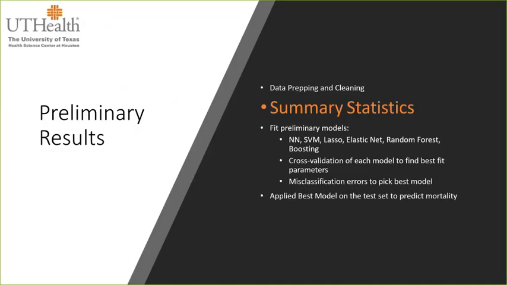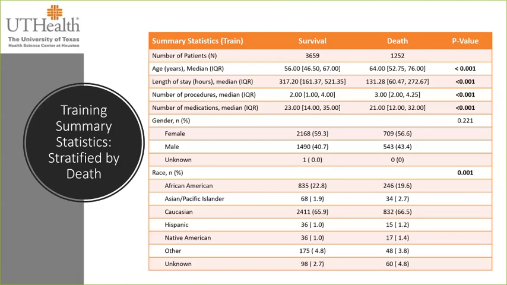Next, we performed summary statistics on the training data set. These are the summary statistics of the training data set, stratified by death, defined as in-hospital death or discharge to hospice care. We found that there were significant differences between patients who survived and died based on age, race, length of hospital stay, number of procedures, and number of medications received. There was no significant difference in gender.